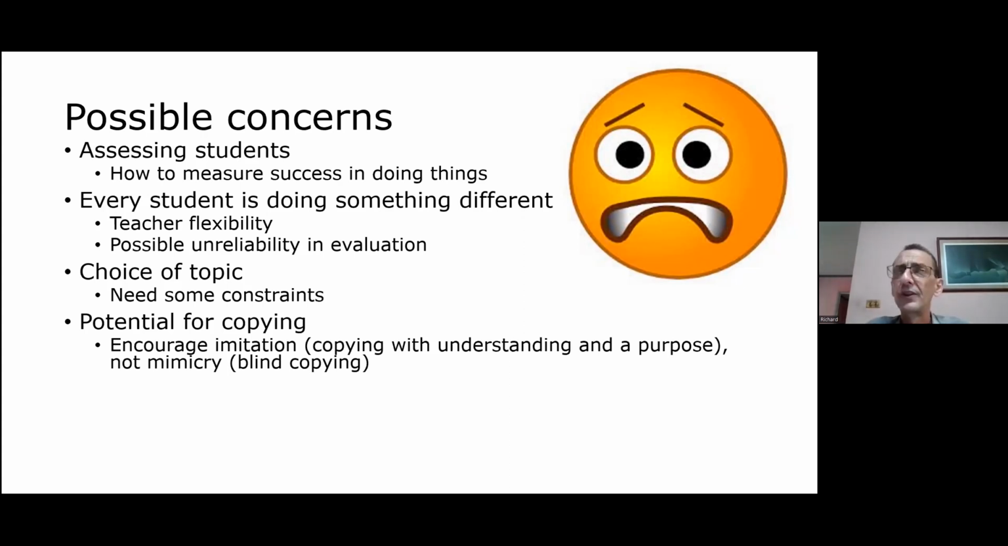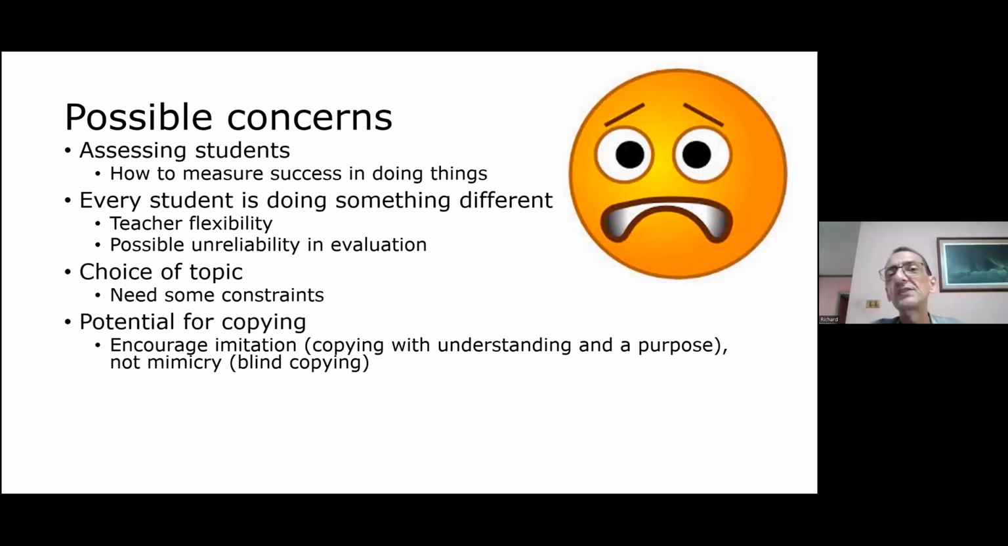Vygotsky argued that there were several different types of copying, and he would understand this. He would call this copying with understanding and purpose imitation. Imitation is a useful skill in using language. The problems come when you do mimicry, where you blindly copy and paste without reading. And yes, we strongly want to discourage mimicry.